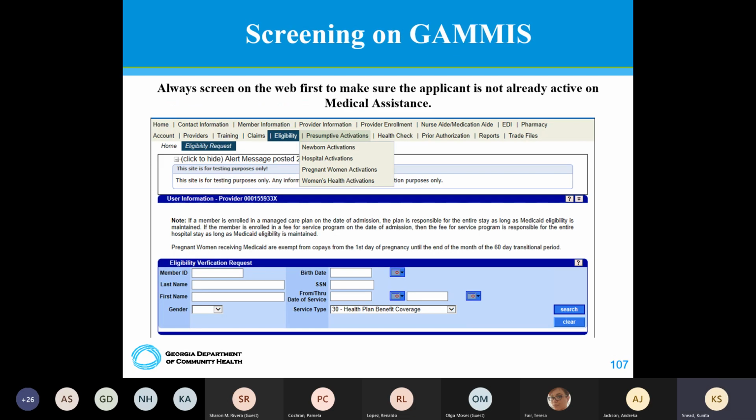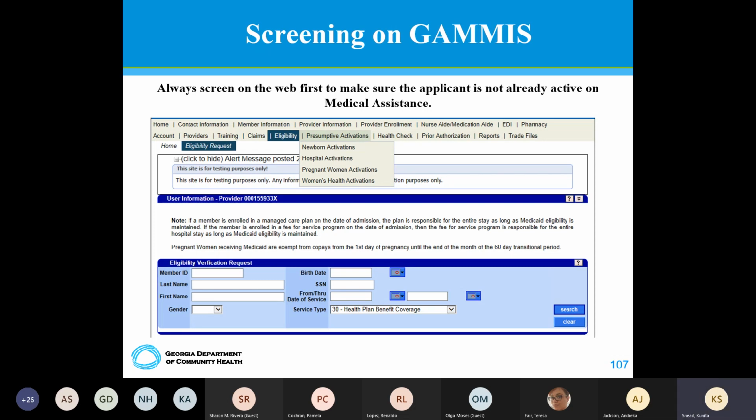Okay, so now we're going to look at GAMIS to see how to screen the individuals into GAMIS, and then also how to enter this information in once you have determined them eligible or ineligible for presumptive. So the first thing you're going to need to do, you're going to have access to GAMIS. So if you don't already have access to GAMIS, you're going to have to make sure you get with your PE coordinator so they can get with the specific person, the administrator, who can request access from Gainwell for you. So you will need access to GAMIS.